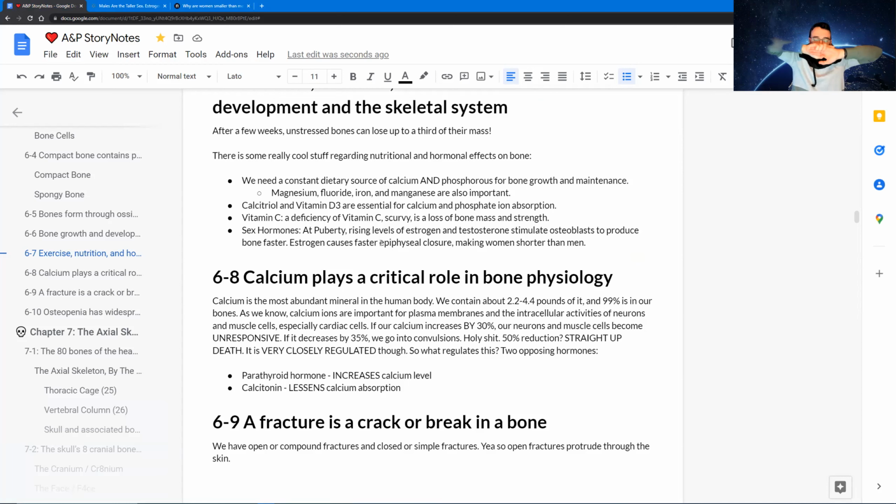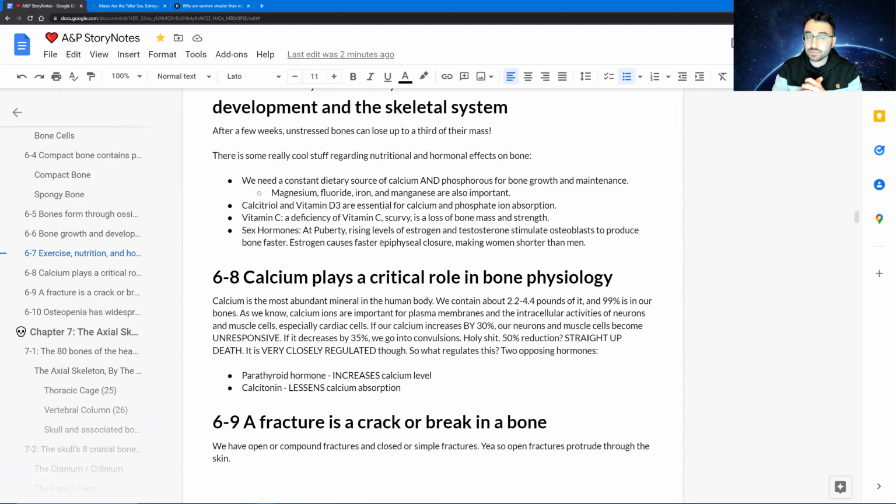All right. Calcium is the most abundant mineral in the human body. We contain 2.2 to 4.4 pounds of this stuff. 99% of it is in our bones. As we know, calcium ions are important for plasma membranes. Oh yes, obviously they're going through our cell membranes and are involved in the intracellular activities of neurons and muscle cells, especially cardiac cells.